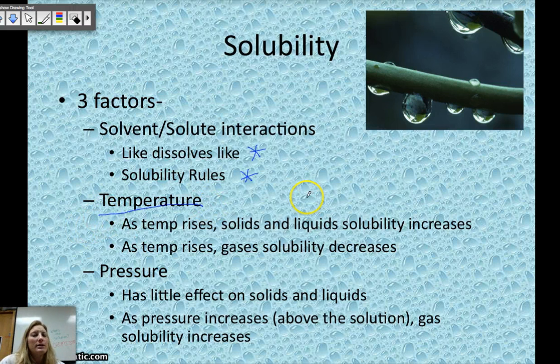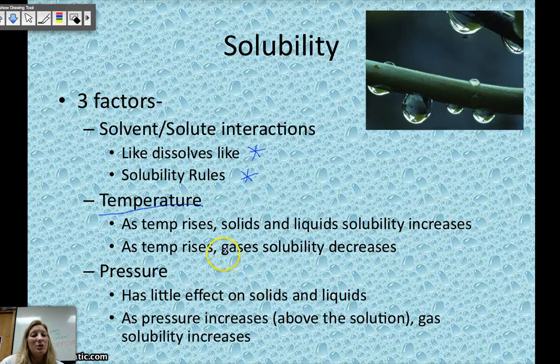Now the next factor is temperature. And hopefully you've noticed this at some point throughout your life, that as temperature rises, most solids and liquids will increase in their solubility. If you think about tea, if you're trying to dissolve sugar into your iced tea, you've got to stir quite a bit to get it to dissolve. But if you put sugar into your hot tea, you pour it in, stir it up, and it's gone. As the temperature increases, your solids and liquids will tend to dissolve more.